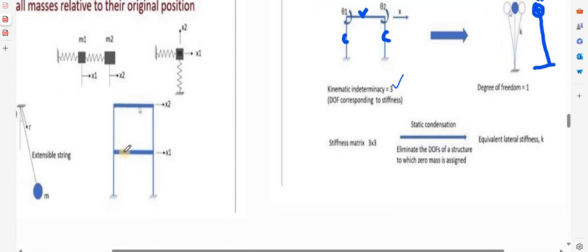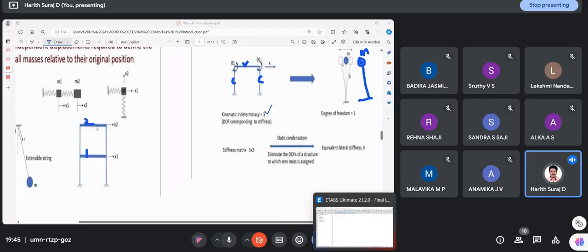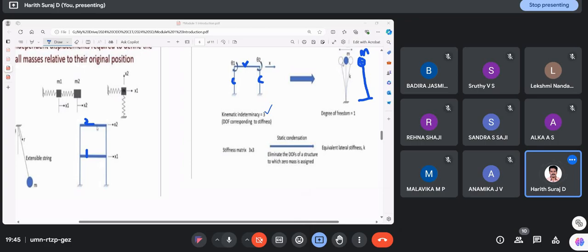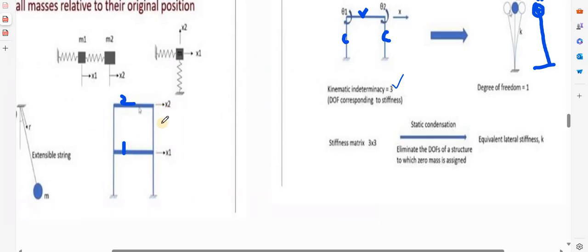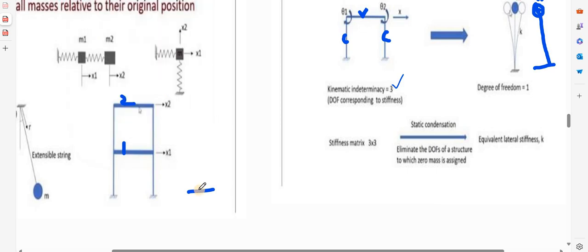Now I am taking another example. This is a 2-story building. This is the first story, this is the second story, and this is 1 and 2. Here, in a dynamic analysis, I will model it like this. There I have one column. One mass is located here at this point, and another mass is located here.